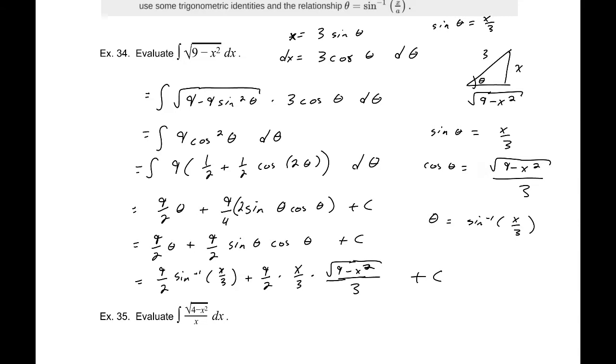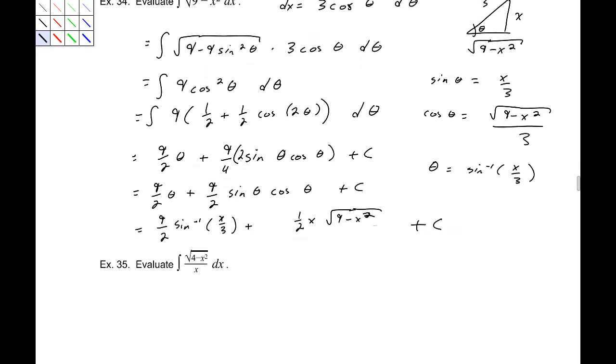Now, of course, we can make that look a little bit nicer by multiplying the denominators there. Let's go ahead and do that. So it'll be 9x over 18, so 1/2 x. So make that plus 1/2 x. There we are. As you can see, the process is convert it into sines and cosines, apply some of the methods we had previously, and convert back to x's.